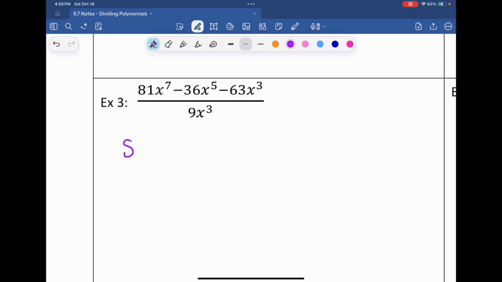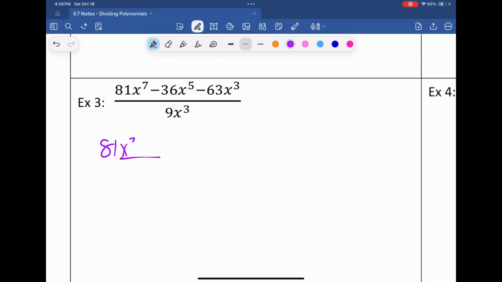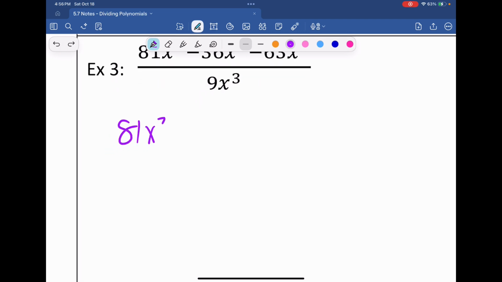Decompose your fraction. I hate it when my iPad moves.